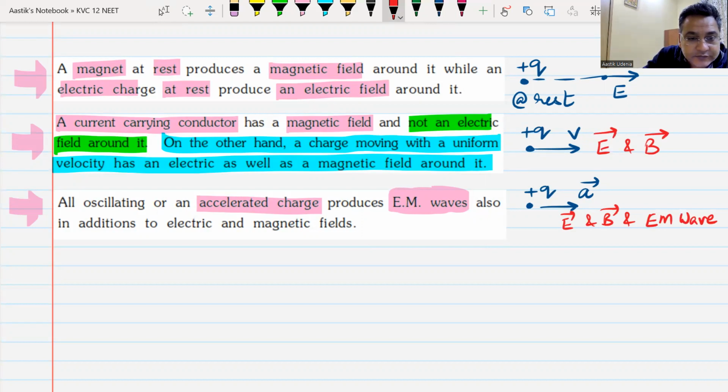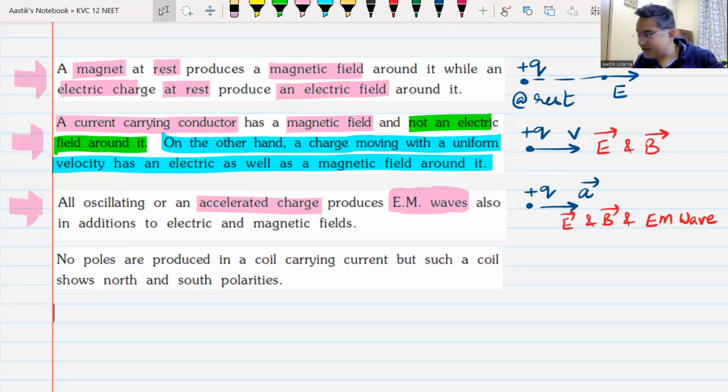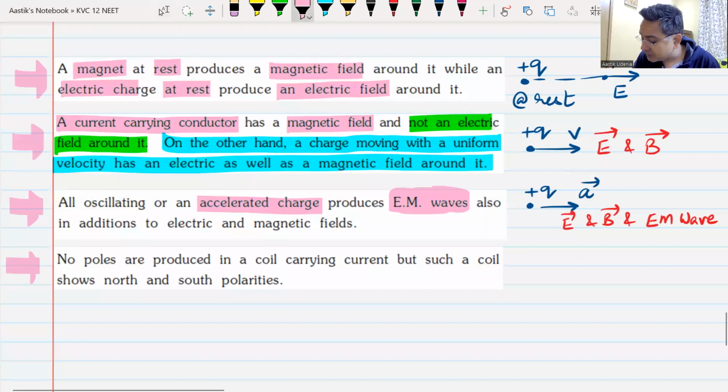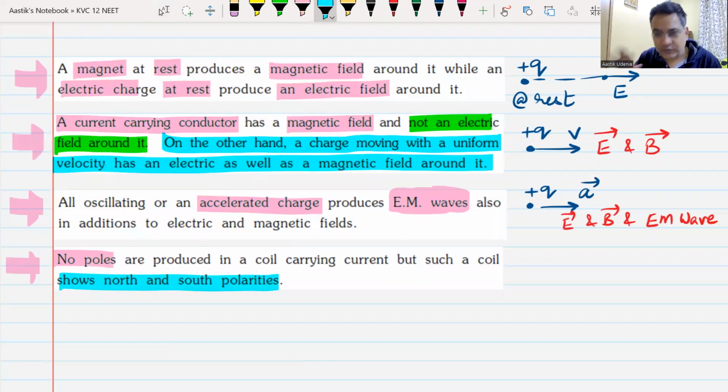Now, a current carrying wire creates a magnetic field, but it does not actually create a magnetic pole, but it creates the effect of magnetic poles. How does it create the effect of magnetic pole? Don't worry, we will see that. Right now, what we are more concerned is that you understand all these three things. Have you understood it? Yes, sir. Now you have time to note them down. If you have any doubts, please feel free to ask me. I'll give you 2 minutes.